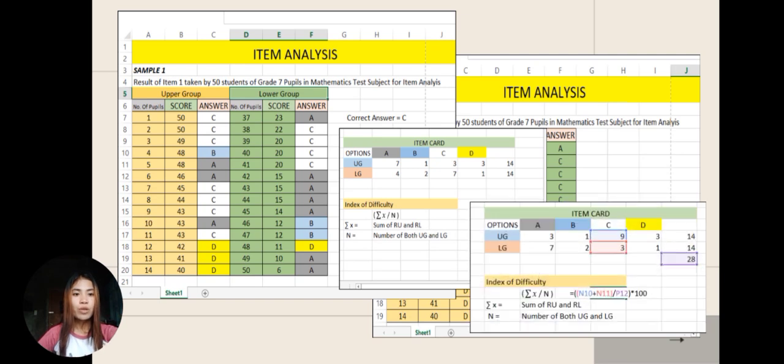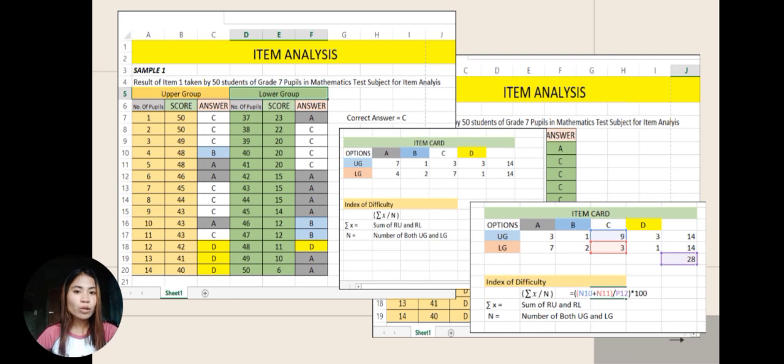Then next is to compute for the difficulty index, or the index of difficulty. The formula for the index of difficulty in the hand-by-hand system is P sub U plus P sub L over 2. Through Excel, we can use the summation of x over n, or the average of those students who choose option C. Summation of x is equal to the sum of RU and RL, and n is the number of both UG and LG. So we can solve the index of difficulty through this formula.